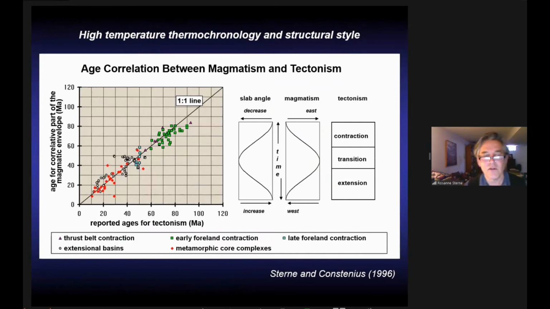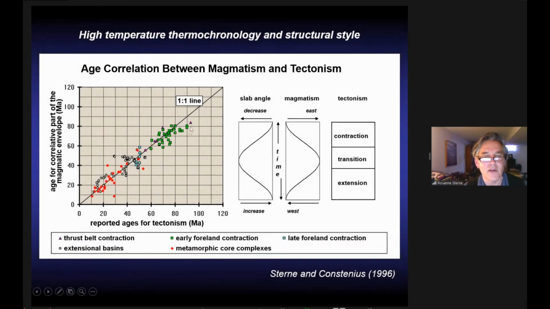And then we looked at structural styles. So we looked at thrust belt contraction. We looked at early basement uplifts. We looked at late basement uplifts. We looked at extensional basins like the San Luis Basin. And then we looked at metamorphic core complexes and compared them on the map to this bracket of what the plate was doing at the time. And found this one-to-one correspondence.